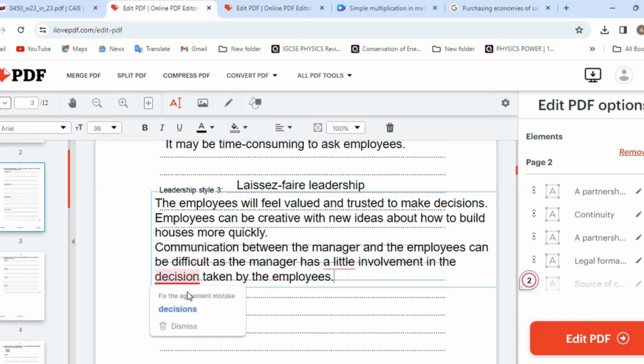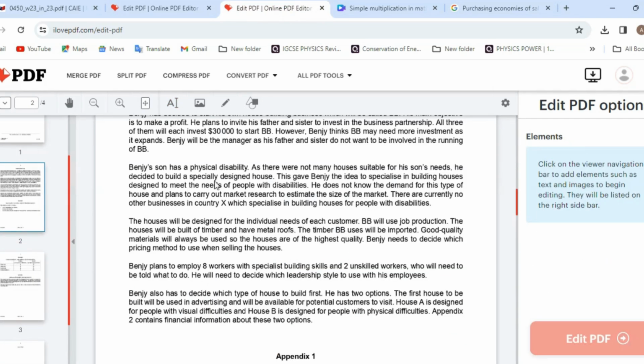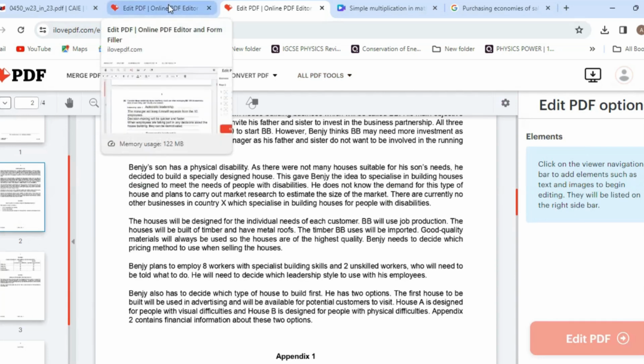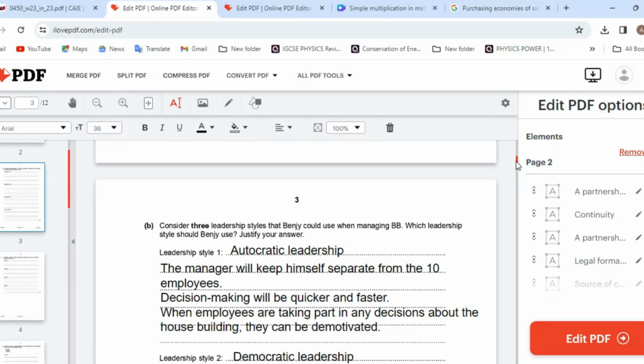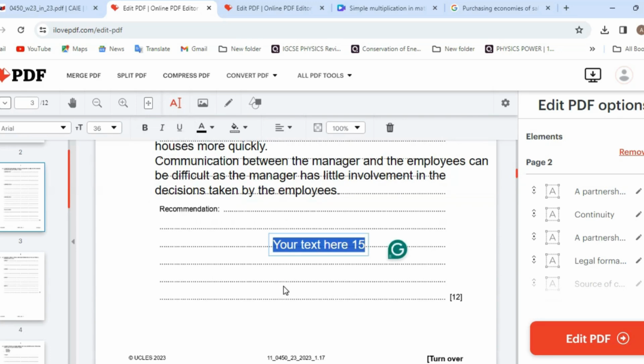Now what should be our recommendation according to what we have for BJ's building? Which one do you think Benji should use when we want to build his house? And don't forget, they have to meet each customer's different needs, so they have to be more creative here. Correct. Benji should use laissez-faire leadership style. Why do you think so? Let's type out our reason.